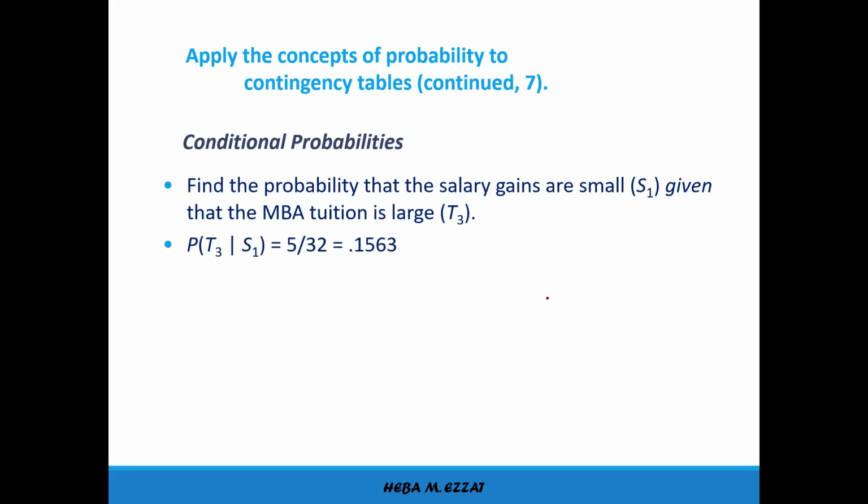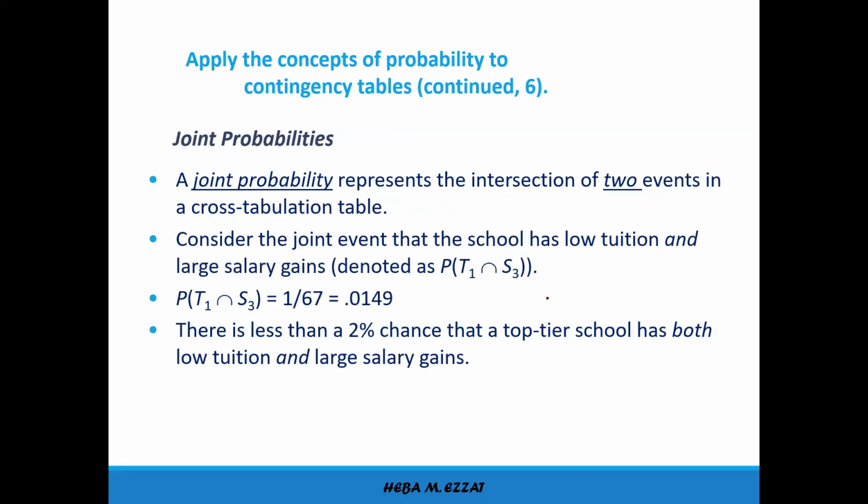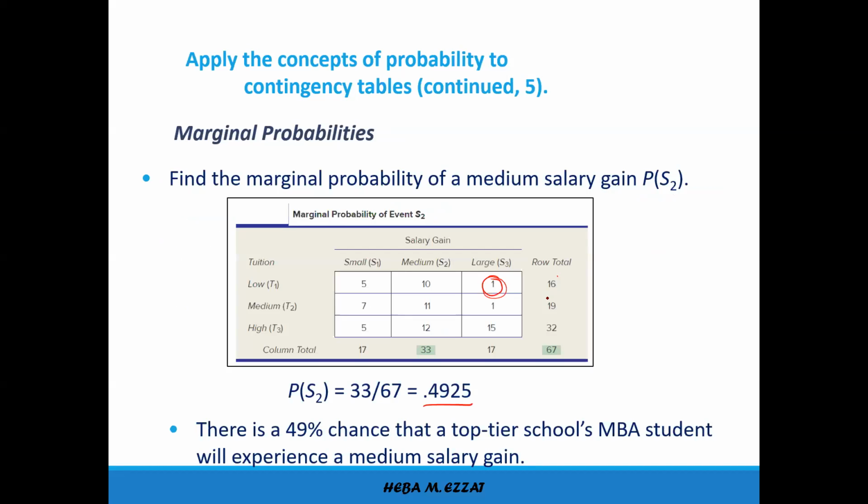For the conditional probability, find the probability that salary gain is small, S1, given that the MBA tuition is large. The required one is S1 given T3. So if we are looking for S1 given T3, in this case it's 5. So we have here 5 cases.